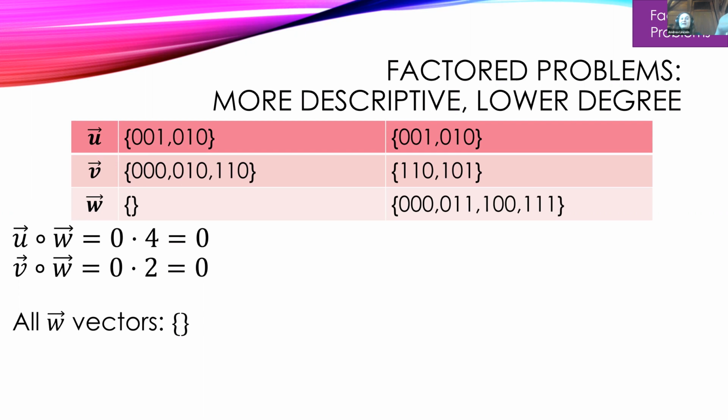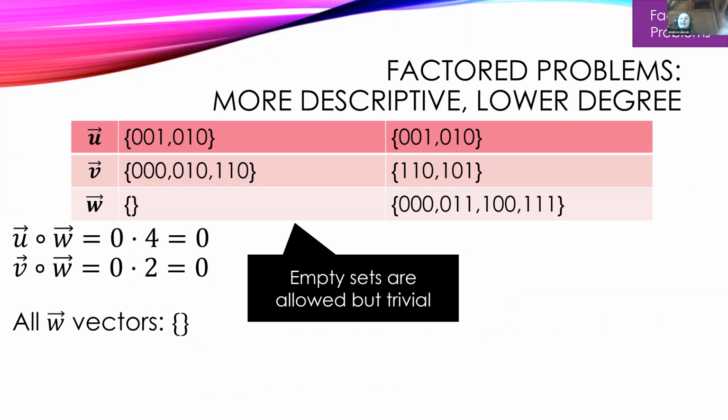With U and W and V and W, we're just going to get 0. This is because we have the empty set. We allow the empty set. It's trivial. But these are set representations of these vectors. Notably, if you want to represent an original OV instance in this setting, you can simply have G sets of B-length strings where each set of B-length strings just has a single vector in it. And this will allow you to represent your original OV instance.